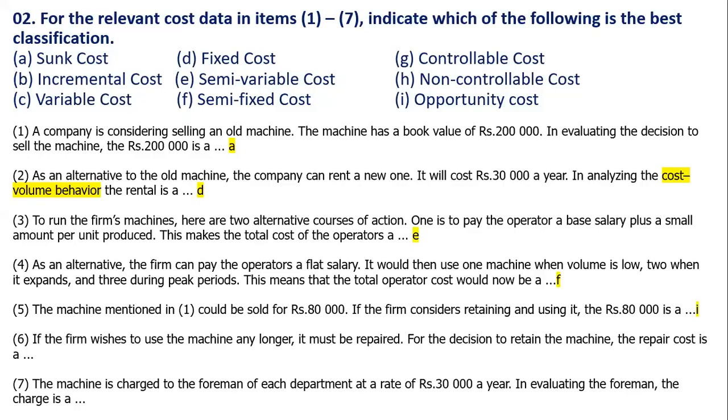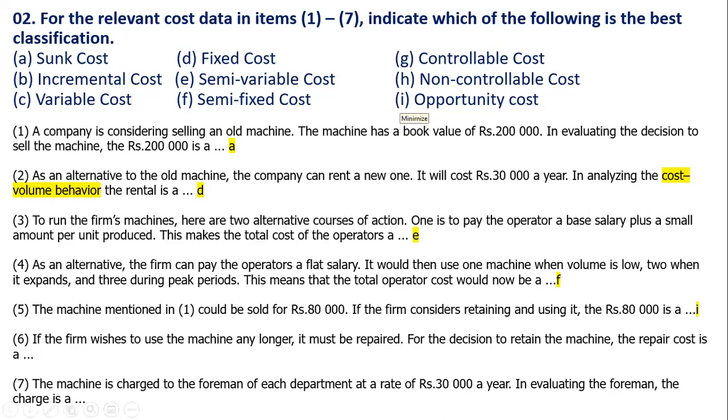Then we'll see the sixth one. If the firm wishes to use the machine any longer, it must be repaired. If we are to use it, you need to repair it. For the decision to retain this machine, what is the repair cost? What is that repair cost?